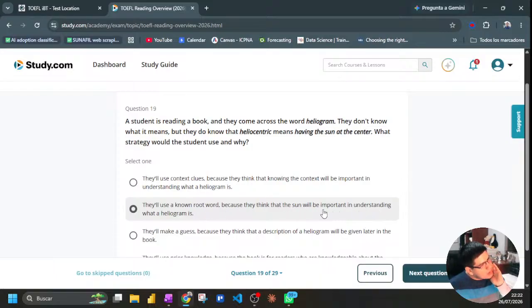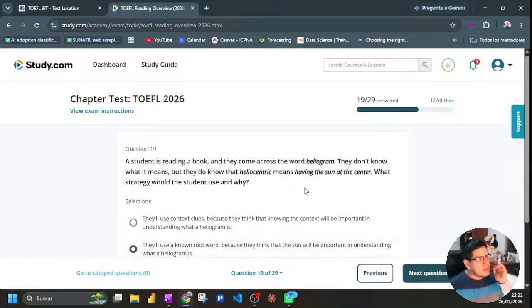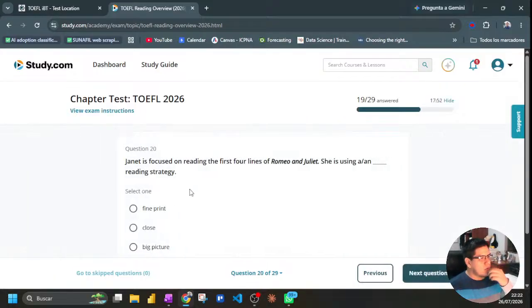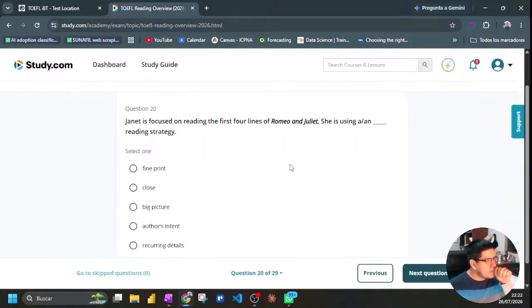Important in understanding what heliogram means. You need to focus on reading the first four lines of Marguerite's... picture of the authors. Primera cuatro líneas, first four lines. I think big picture.